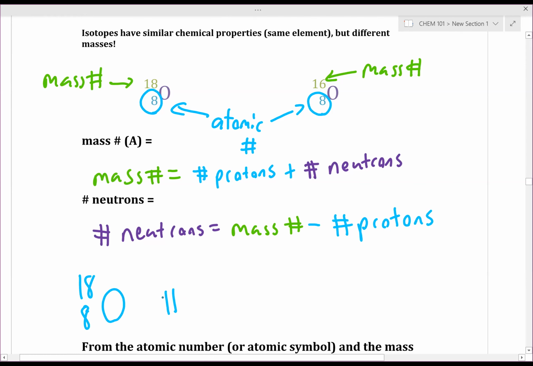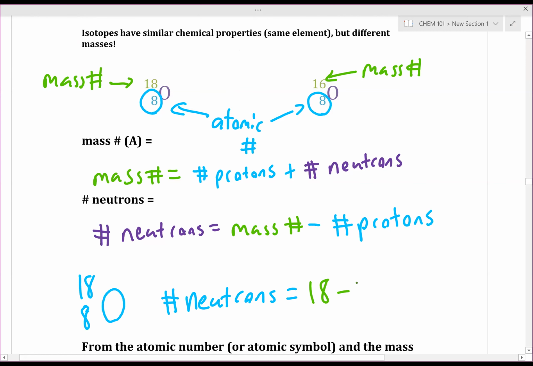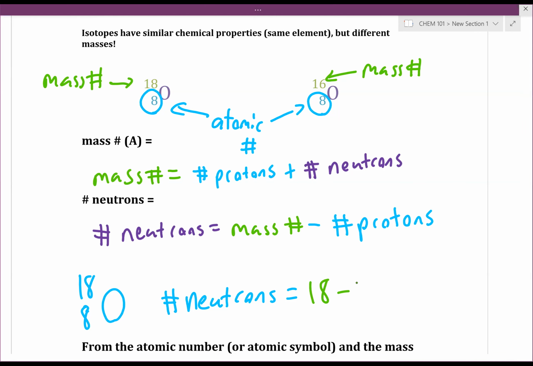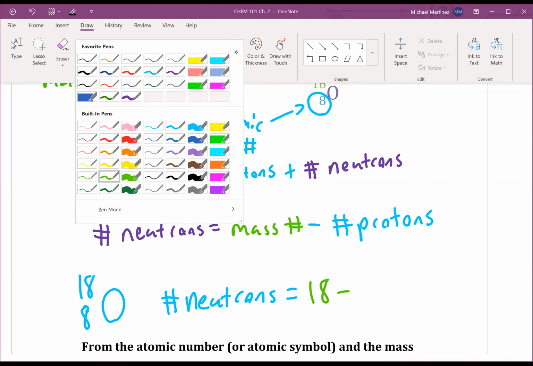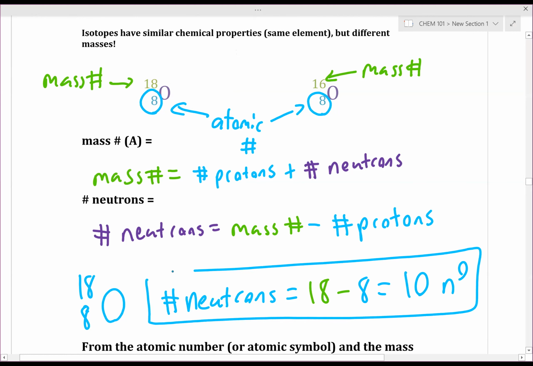If we wanted to calculate the number of neutrons, what is our mass number? 18, yep. So all we're going to do is plug in 18. And what is our atomic number? How many protons are we dealing with? 8. So we take 18 minus 8, and that gives us 10 neutrons. Perfect.